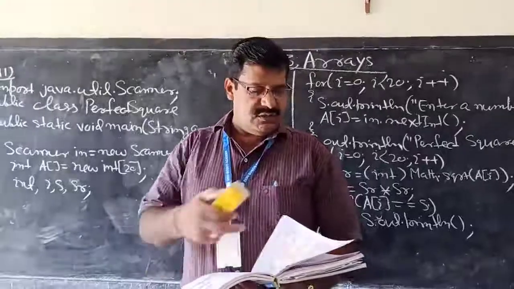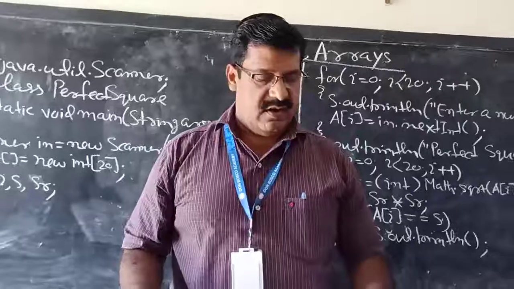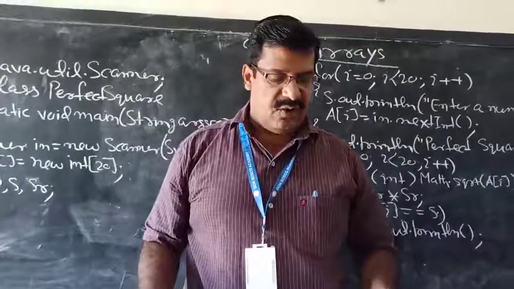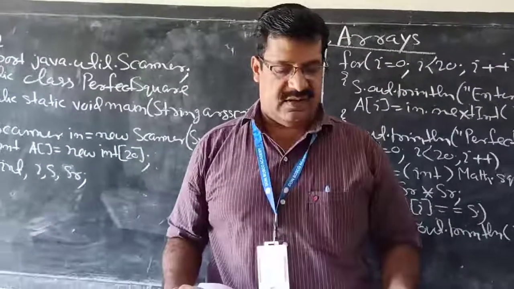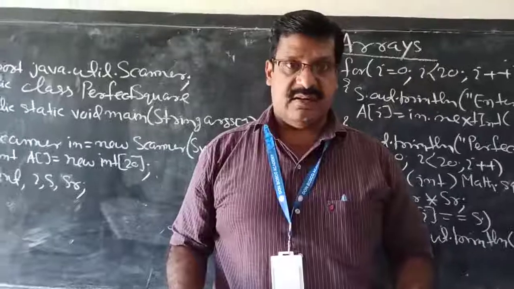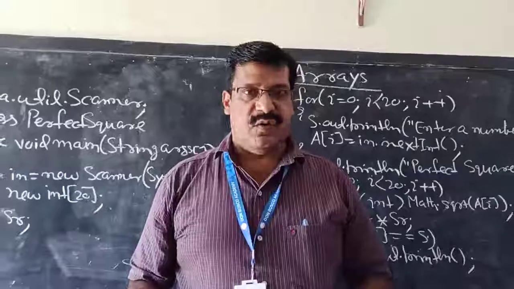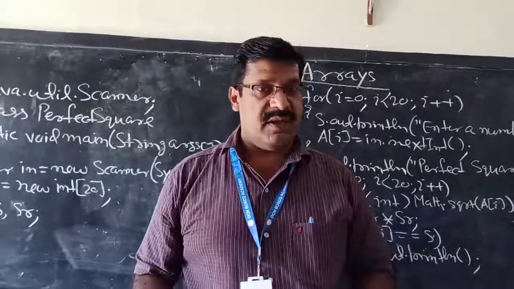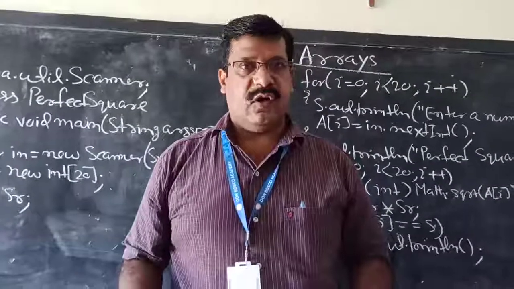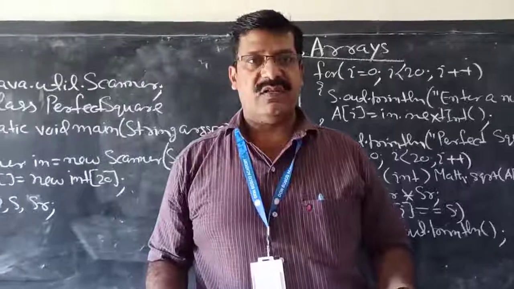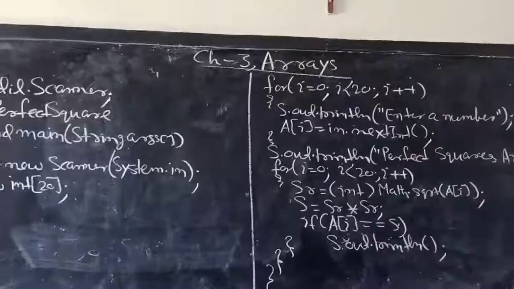Now display only those numbers that are perfect squares. For example, the numbers given here are 12, 45, 49, 78, 64, 77, 81, 99, 45 and 33. Which are the perfect squares? 49: 7 into 7 is 49, and the square root of 49 is 7. Then 64: the square root of 64 is 8. A decimal point should not come. If a decimal part comes, then it is not a perfect square. Only the integer part should come. The square root of 81 is 9.